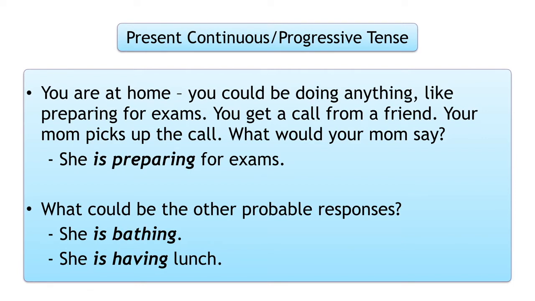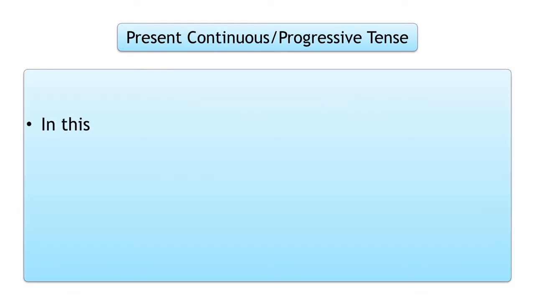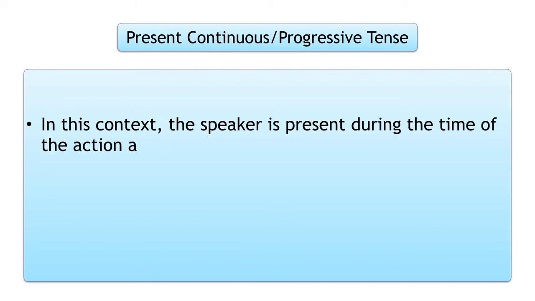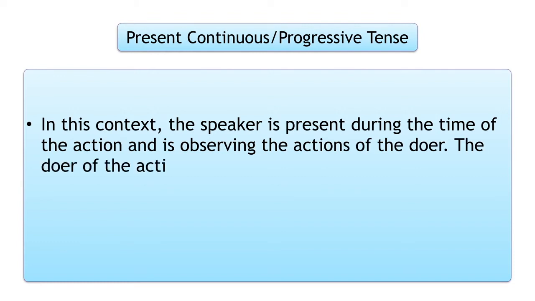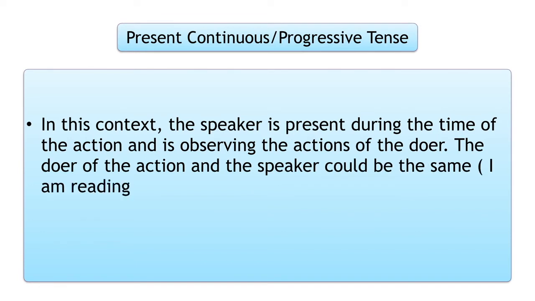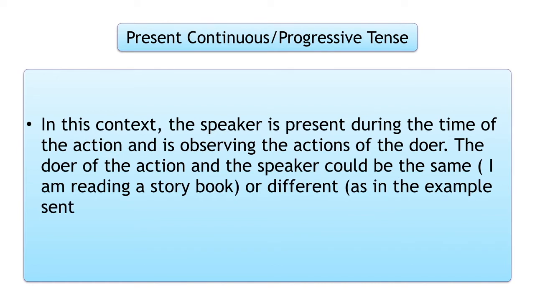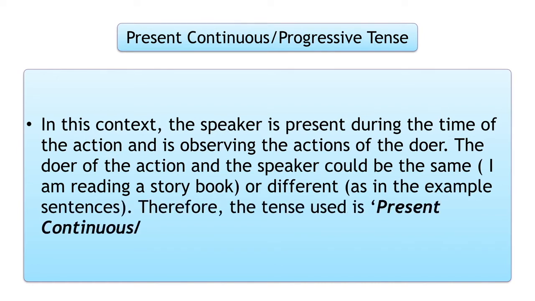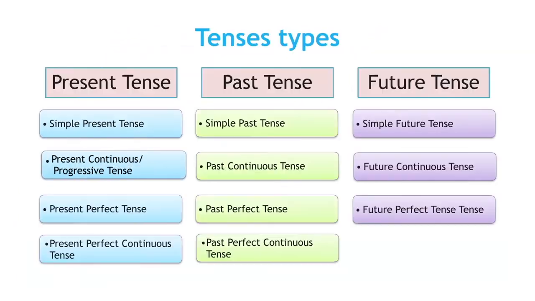Notice the verbs used here: is preparing, is bathing, and is having. In this context, the speaker is present during the time of the action and is observing the actions of the doer. The doer of the action and the speaker could be the same. For example, I am reading a storybook, or different, as in the example sentences used above. Therefore, the tense used is present continuous or present progressive.